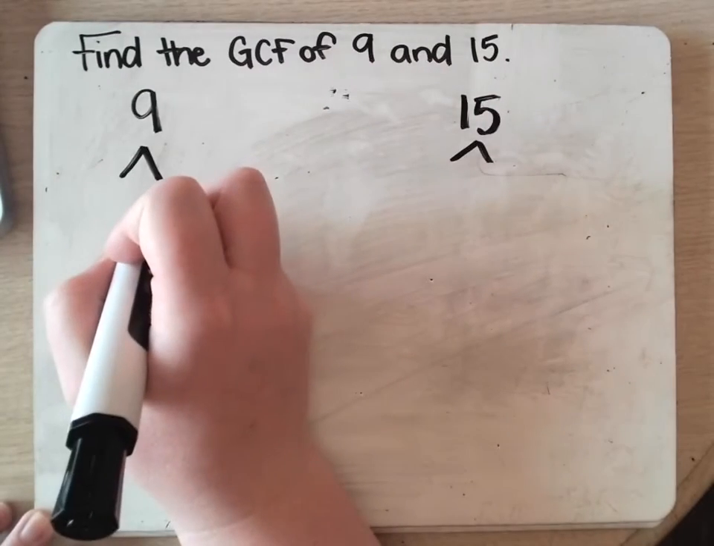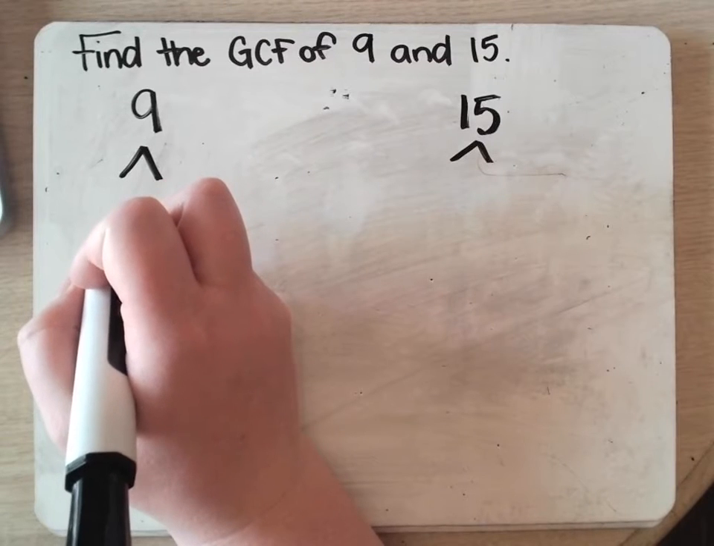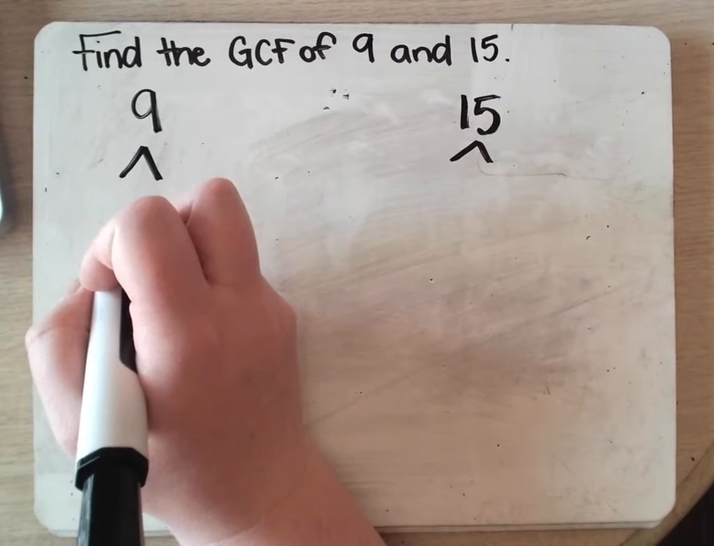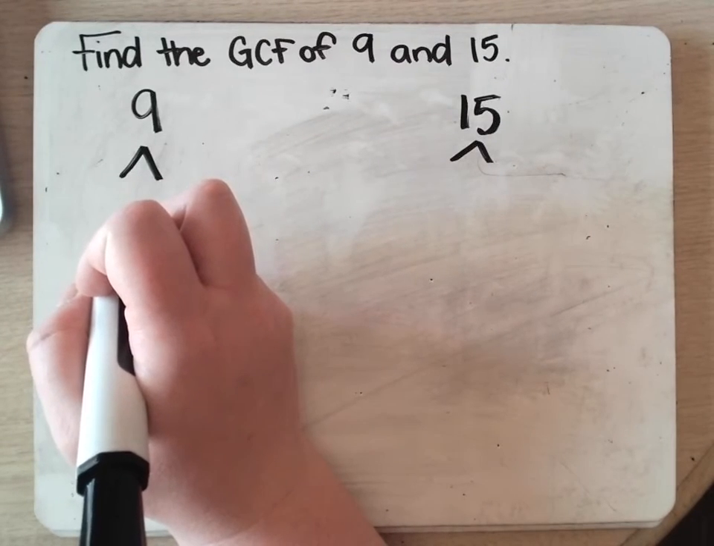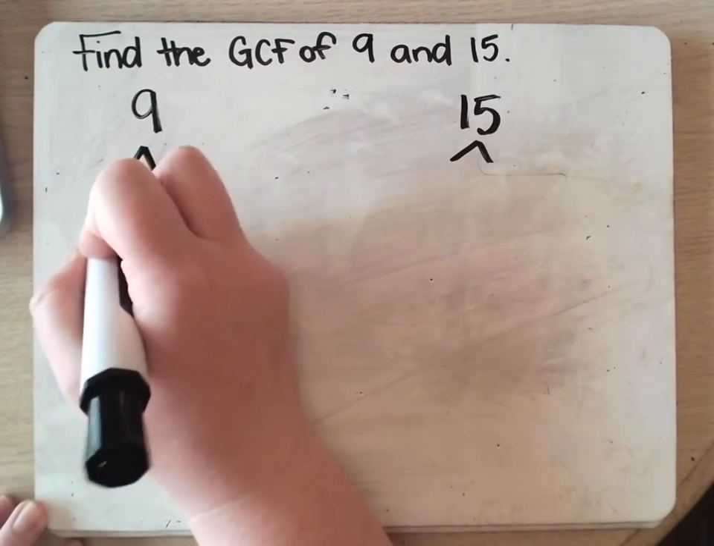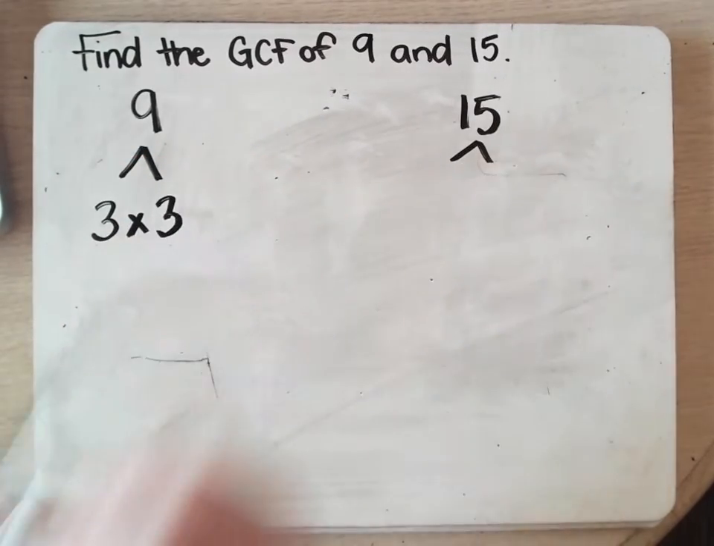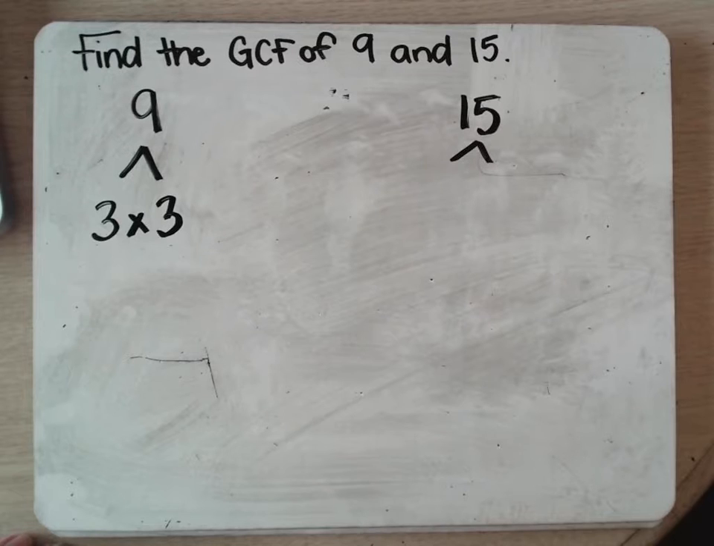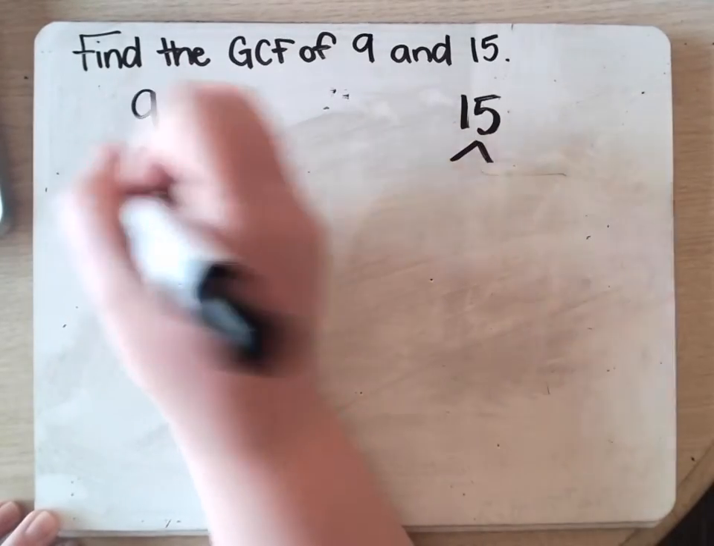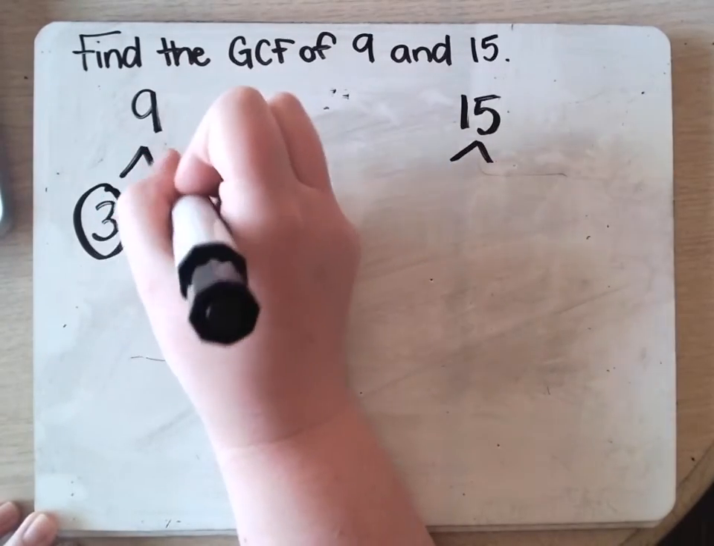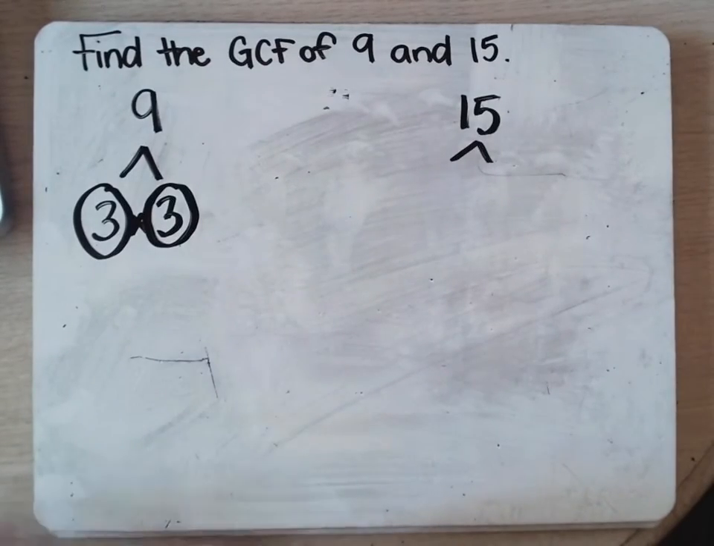Looking at 9, well, I know 1 is a factor of 9. I know 2 is not because 9 is an odd number. Then I get to 3. 3 times 3 equals 9. Now, since 3 is a prime number, its only factors are 1 and 3, I circle it. And then I can circle this one as well. So only factors are 1 and 3, so I'm done and I can circle it.